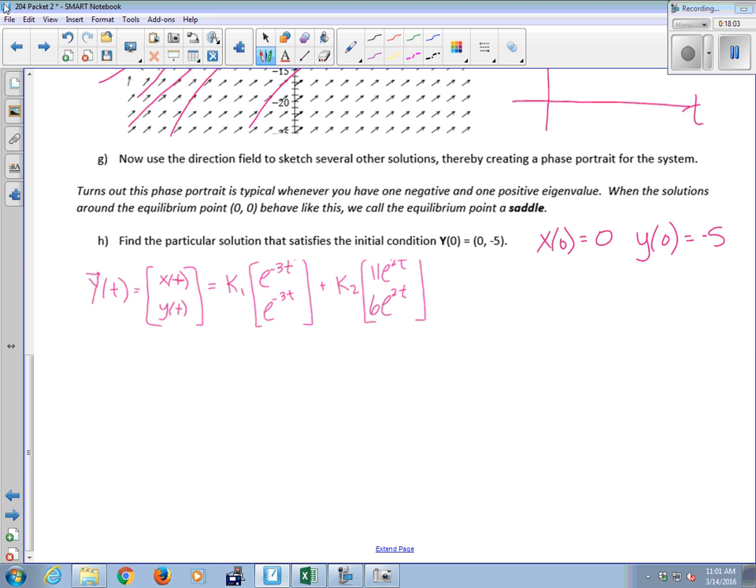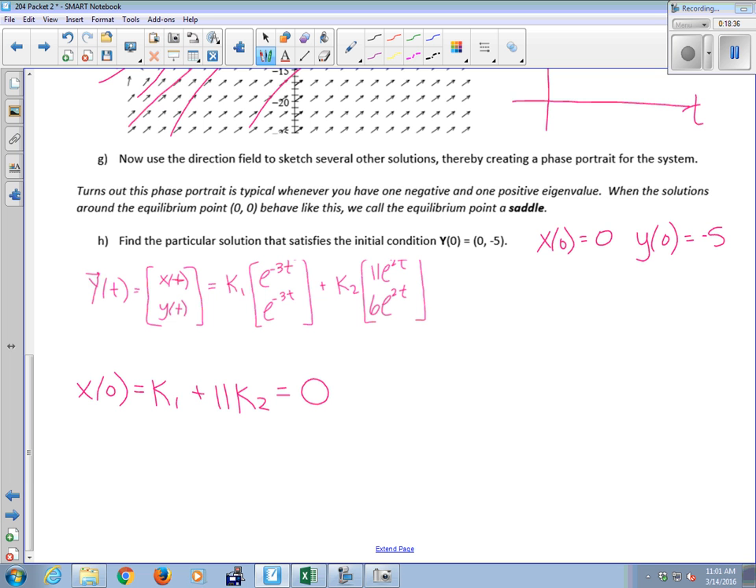Okay, so I know that x of 0 is 0. So x of 0, that means x is the first component of this vector. So I want to plug zeros in for t into the top part of my vector, the first component. So I get e to the 0 here, so I get k1 times 1 plus k2 times 11 times 1, which is 11 k2. And that's supposed to come out to 0.